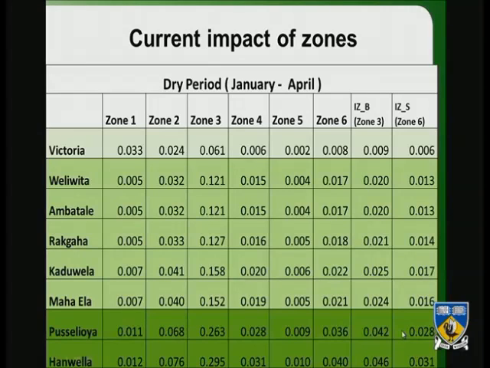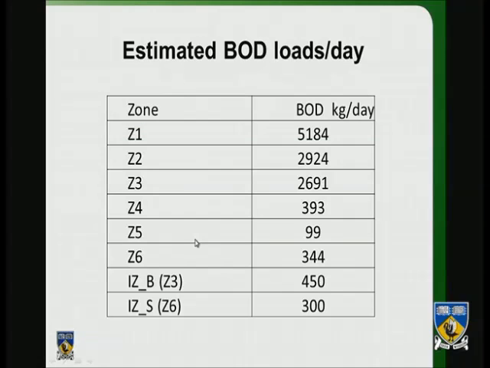So do you mean that if you have a larger amount of pollution released in zone 3, you'll have a greater effect than in the same? Yeah, that's what I want to show. If you see the next slide, these are the BOD loads coming in. You see Z3 has 2,600, but their impact is high. That's what our argument is.